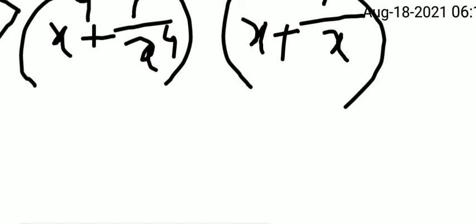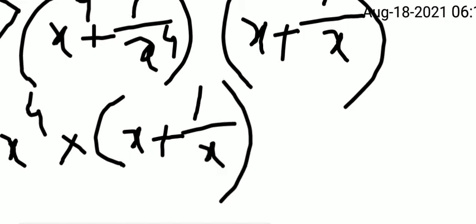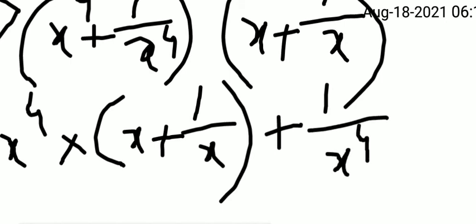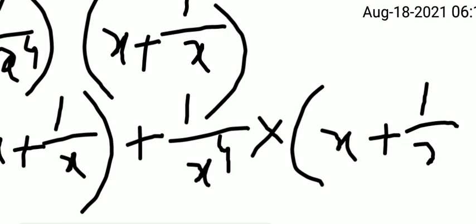So here first you have to multiply x to the power 4 into x plus 1 by x, then you have to multiply 1 by x to the power 4 with x plus 1 by x. The process is the same. Okay.